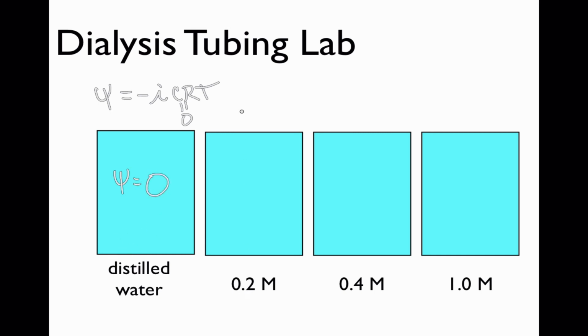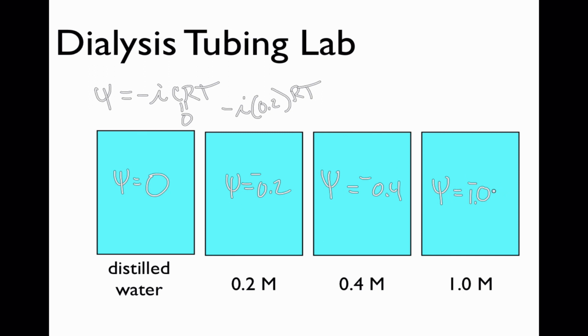The psi value for this one, assuming everything else is constant, is going to be negative i times 0.2 RT. We don't worry about it. So we can say this one is the psi value equal to negative 0.2. We're just going to ignore these other factors. And this one, if you plug it in, negative 0.4, and this one, negative 1.0. Excuse me there, that's kind of sloppy.